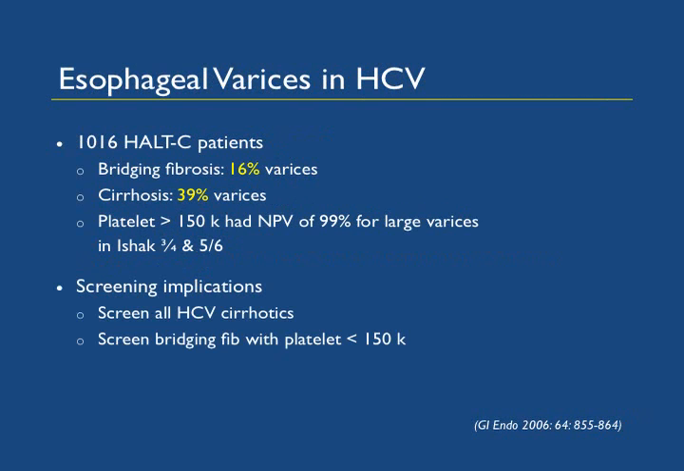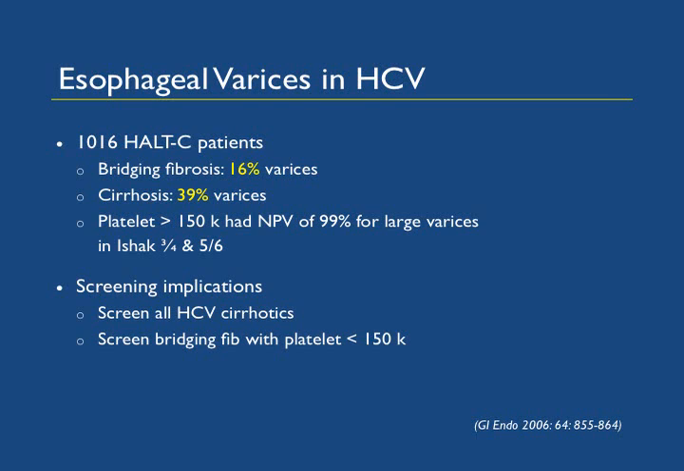With regards to the frequency of varices in one of the most common underlying liver diseases in the United States, there is actually a prospective trial that was recently published in 2006 demonstrating the frequency of varices. This study, called the HALT-C trial, enrolled patients who were non-responders to prior antiviral therapy into a prospective randomized controlled trial of maintenance interferon versus no treatment. Amongst the 1,016 patients who were enrolled in the study, there were approximately 500 patients who had bridging fibrosis.